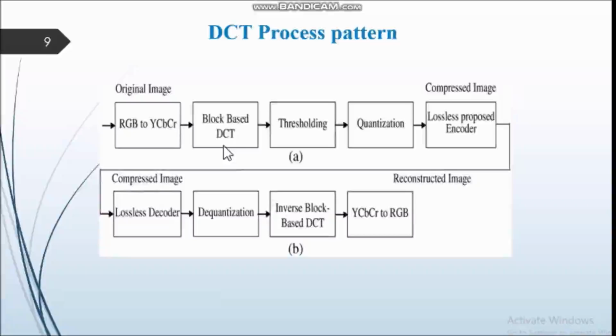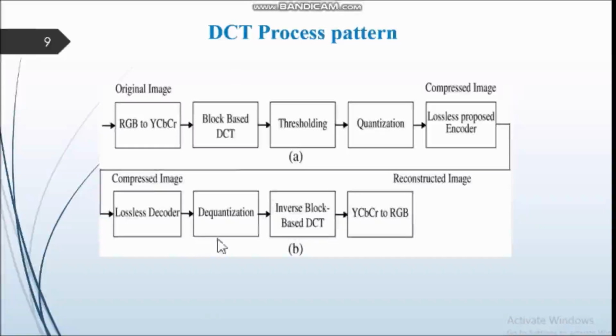Each block is compressed through quantization. The quantized matrix is entropy encoded. The compressed image is reconstructed through the reverse process. This process uses the inverse discrete cosine transform.